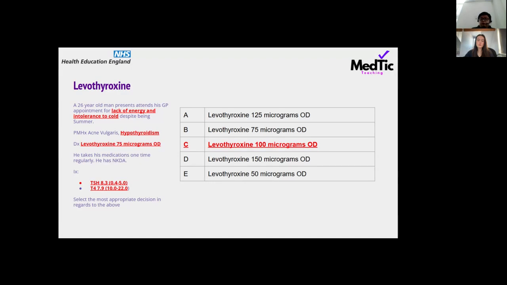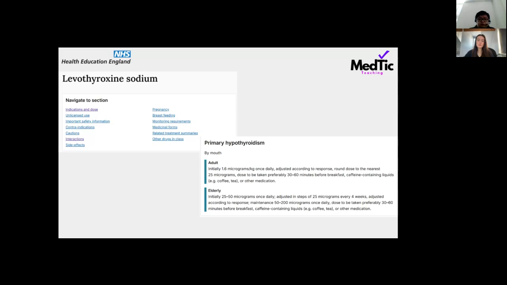Now, this will involve you looking into the BNF under levothyroxine just to see what the drug is, and he is having primary hypothyroidism. Now, it's worth noting that he is a young man as well, not elderly, which has an entirely different rule to it. So it's important to look at age. But just looking at adults, we can see that they usually recommend an increase of 25 to 50 micrograms when you want to start the dose. And that is the recommended safe level for it. So in the PSA, you want to play it safe when you want to increase the dose.